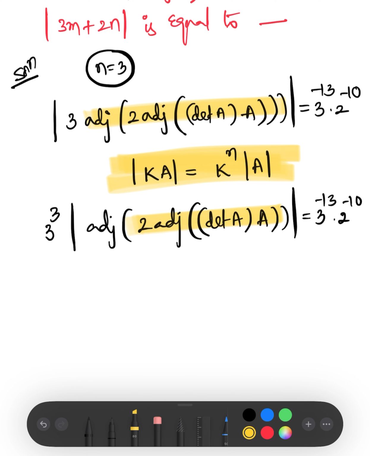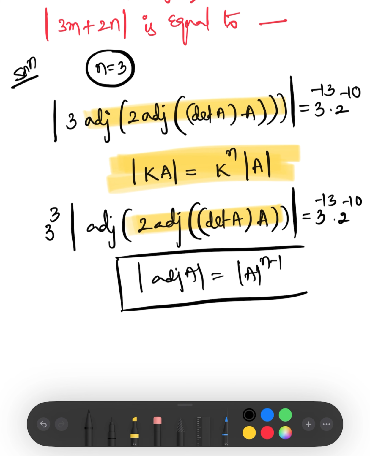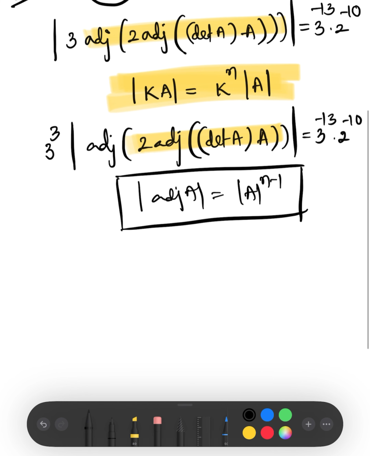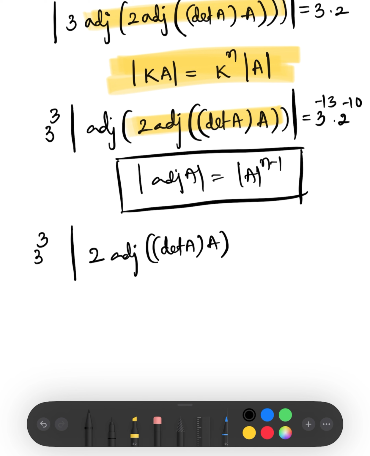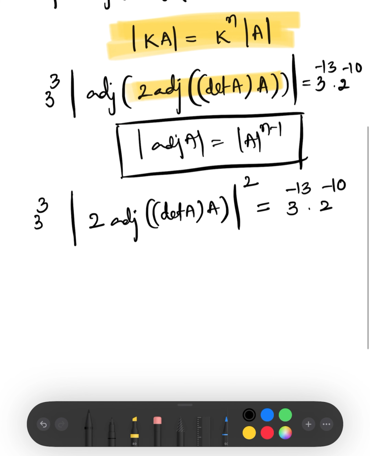Det of adjoint A is det A whole power n minus 1. Now this formula we are going to use. Now see this, so 3 cube det, what is A? 2 adjoint of det A into A whole power n minus 1. N is what? 3 whole square, that is equal to 3 power minus 13 into 2 power minus 10, right?